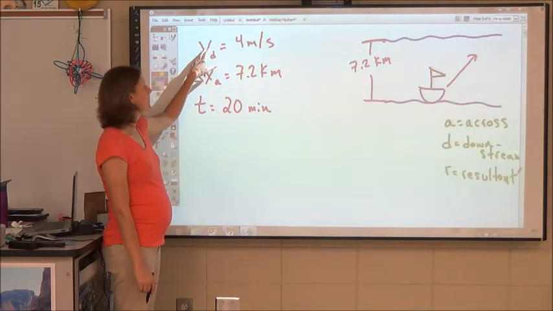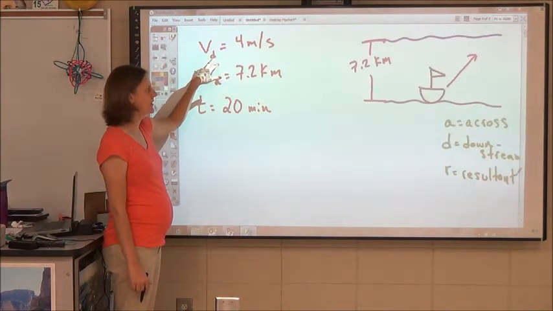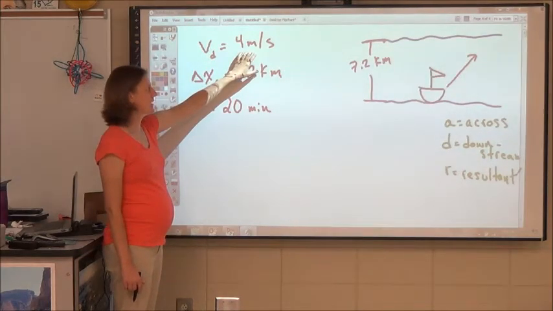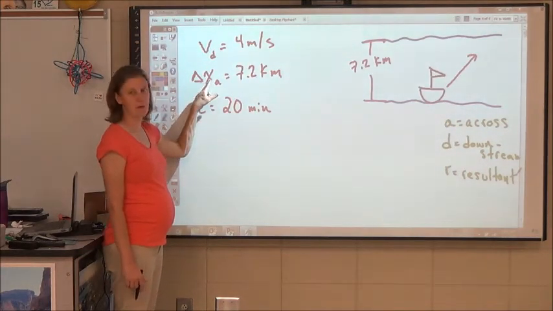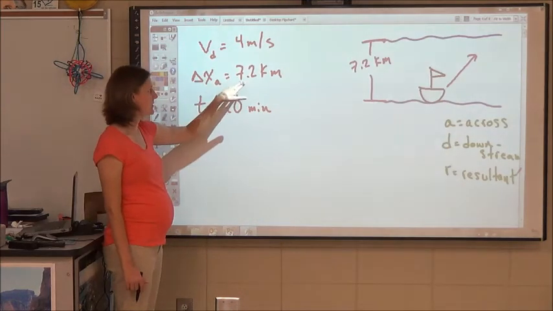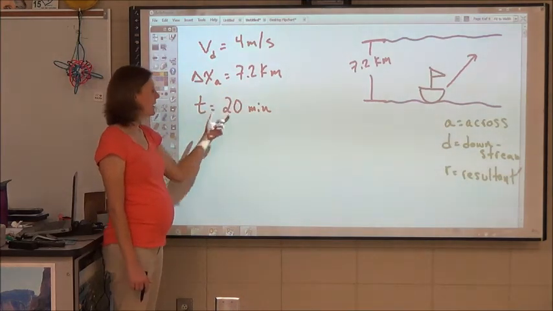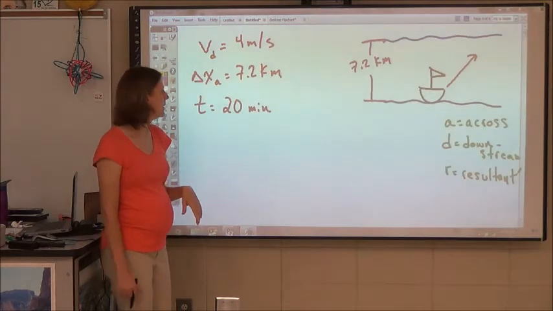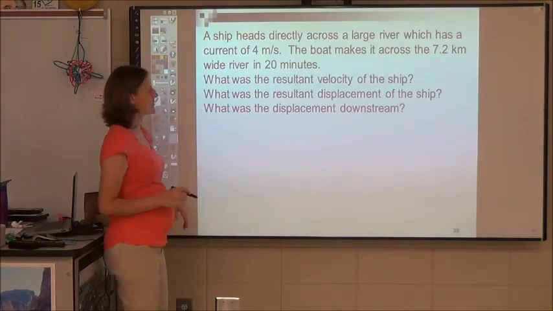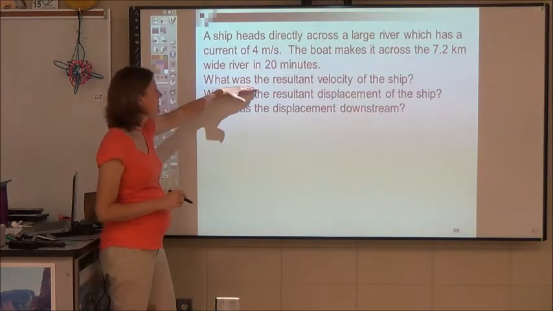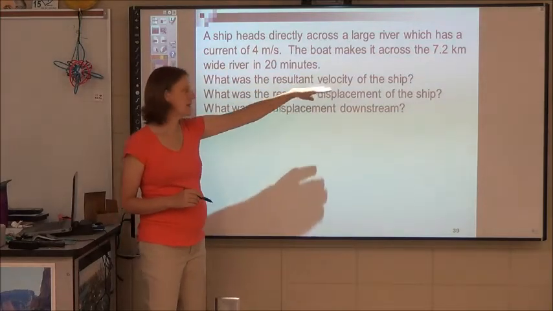So the velocity downstream was 4 meters per second. The displacement across is 7.2 kilometers. And of course the time is 20 minutes. So going back to my problem for a second. First question is, what was the resultant velocity of the ship?